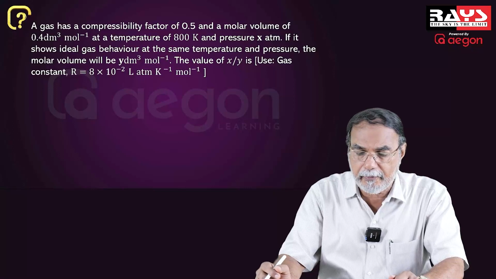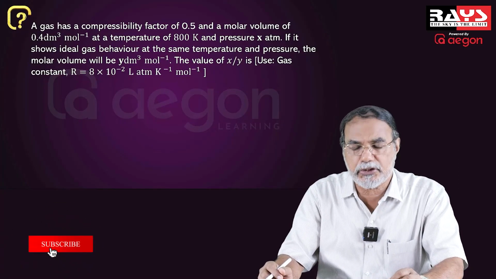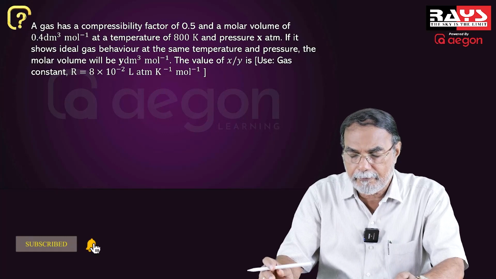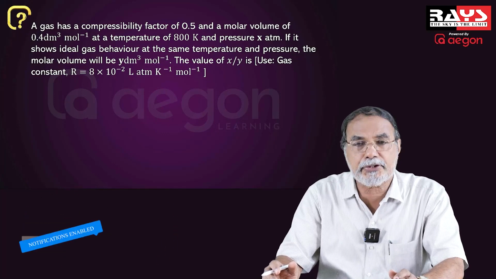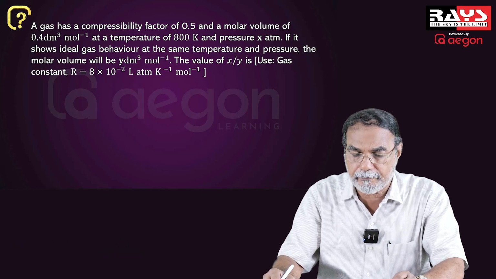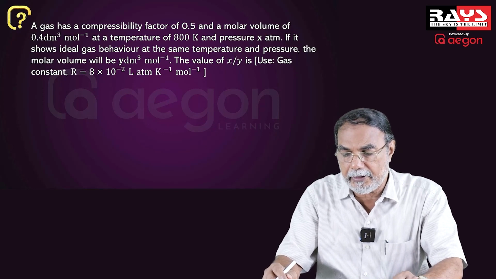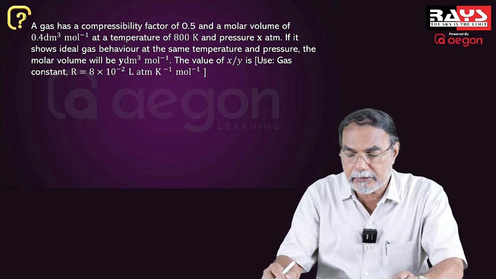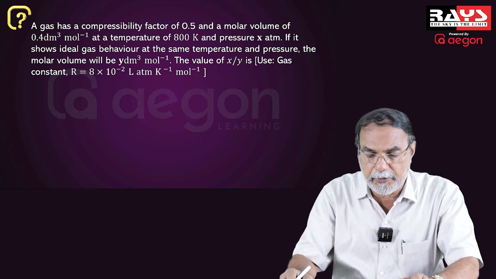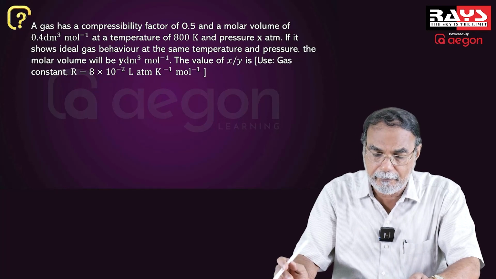And here is a question relating to the chapter States of Matter from the section Ideal Gases and Non-Ideal Gases. One data is given about an ideal gas and one data about a non-ideal gas, and it's a pretty simple problem. It's an integer type question.